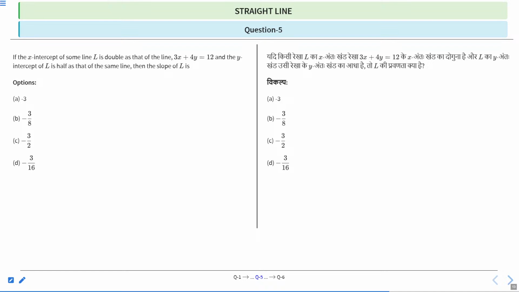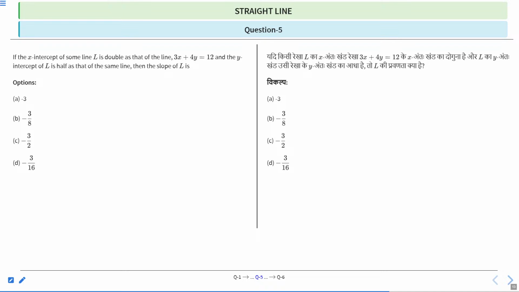So first we will try to calculate the x and y intercept of the given line, right? The given equation can be converted into the intercept form to calculate the x and y intercept respectively. After calculating them, we can easily calculate the x and y intercept of the required line, which is L.